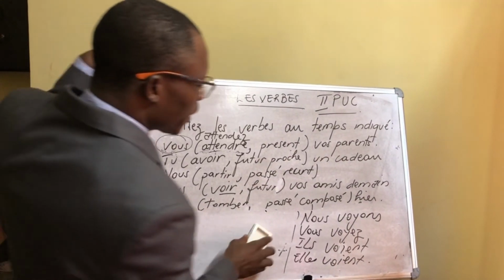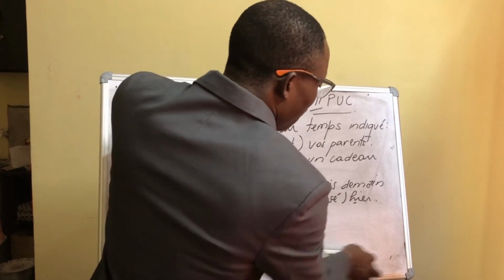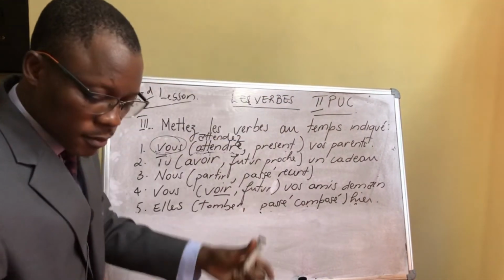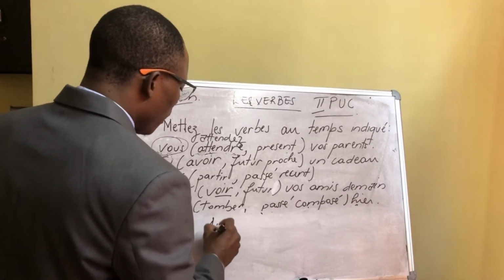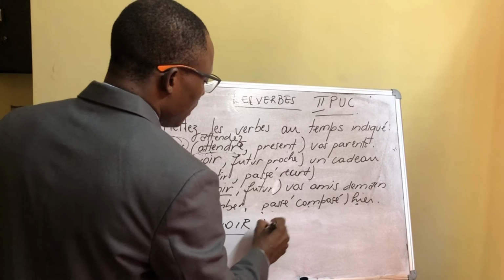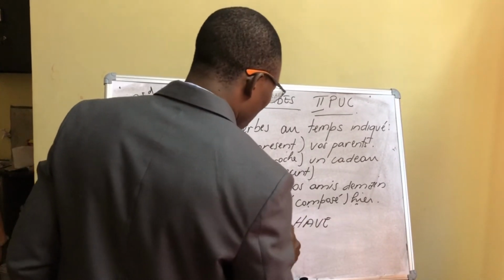Nikita, avoir means what, Nikita? Don't laugh. I know you are laughing. Tell me, what do you mean by avoir? Avoir means what, Nikita? Avoir means to have.